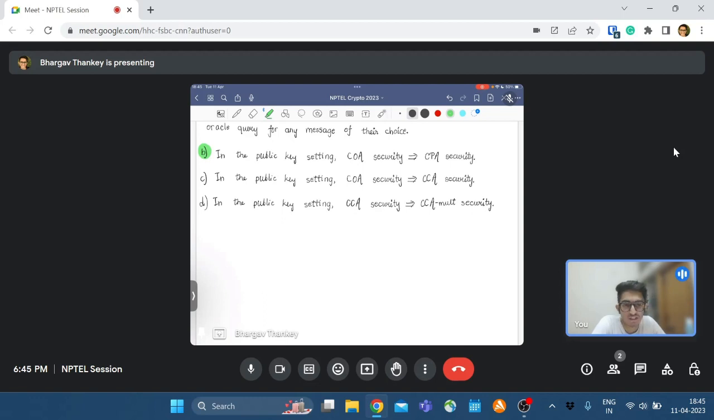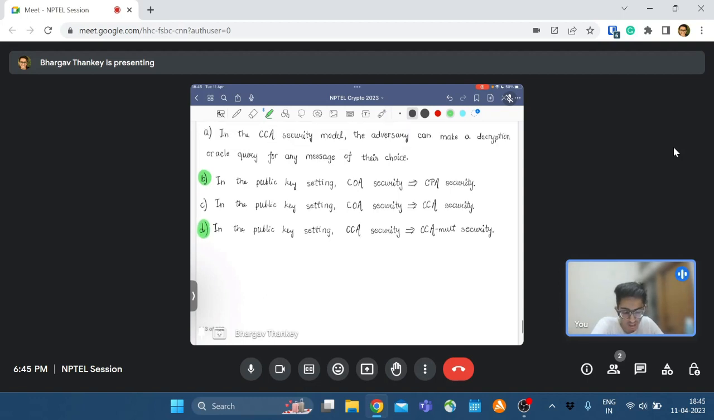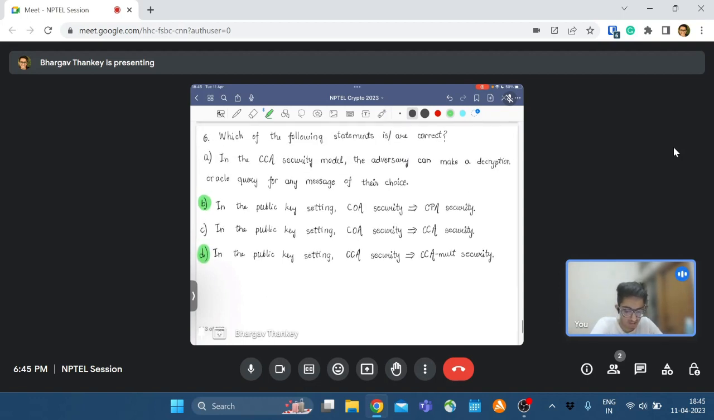Finally, in option D, we have that in the public key setting, CCA security implies CCA2 security. Well, this is true, and this was also true in the private key setting. So D is also true. So B and D are true and A and C are false.